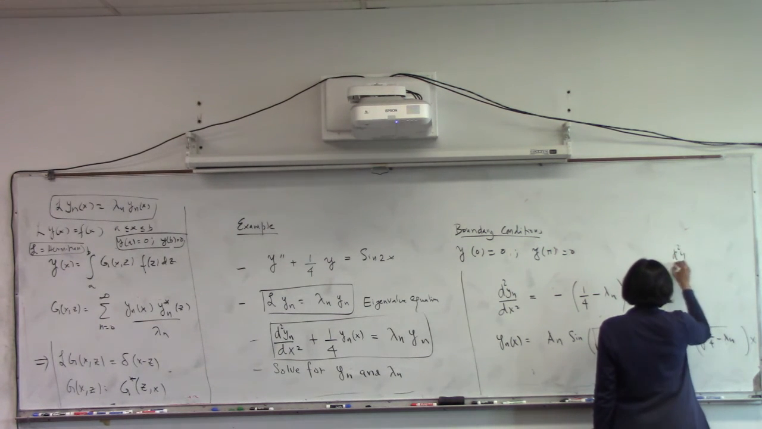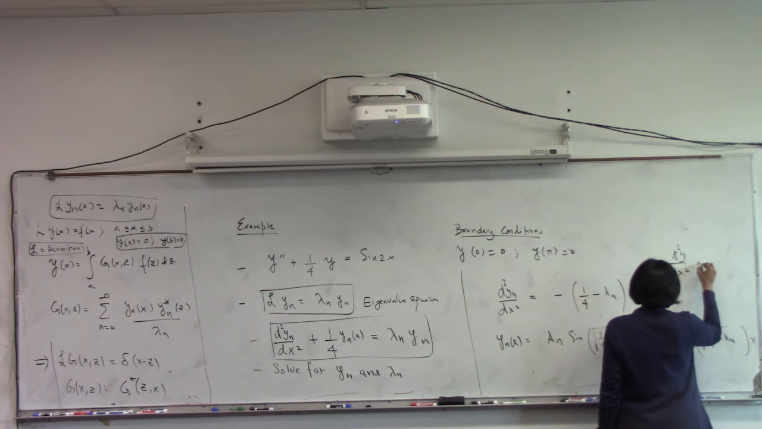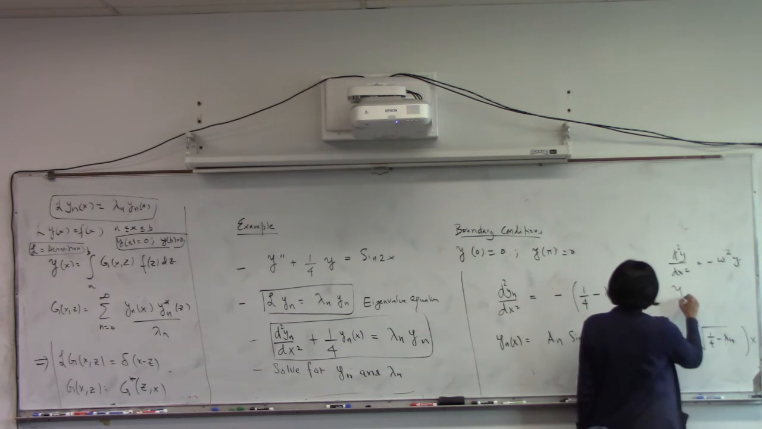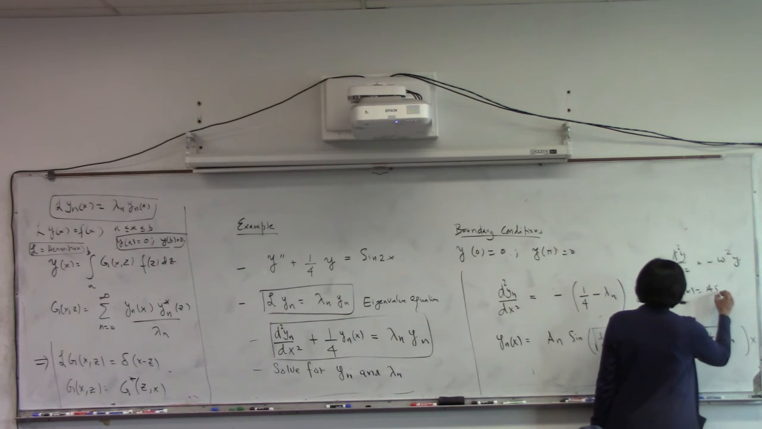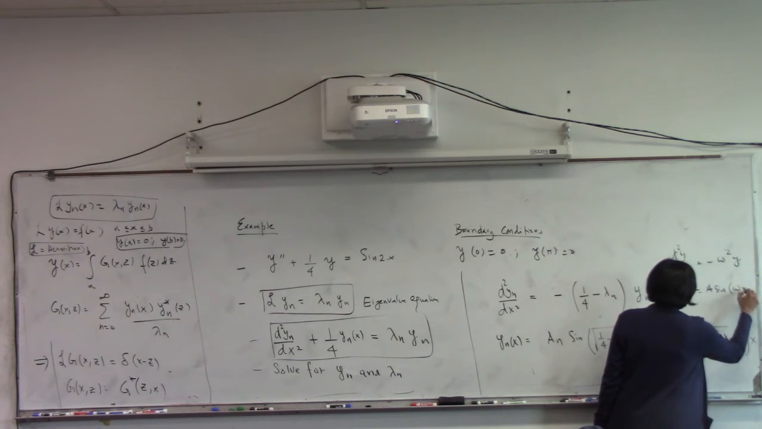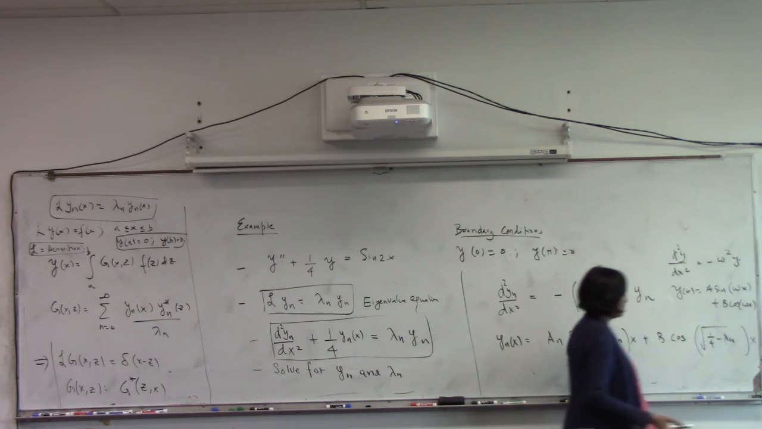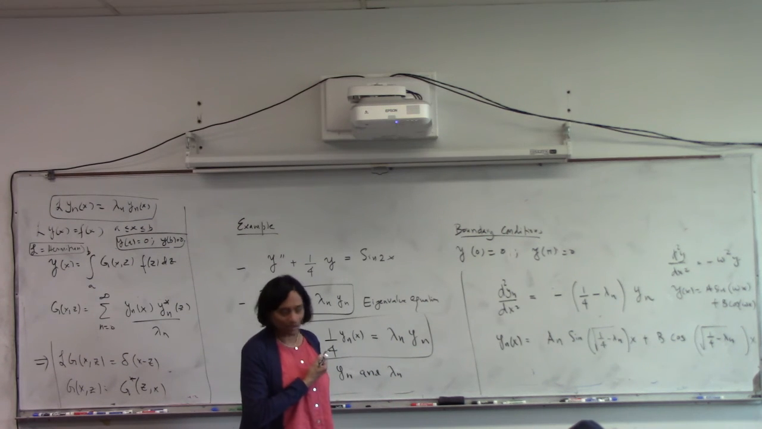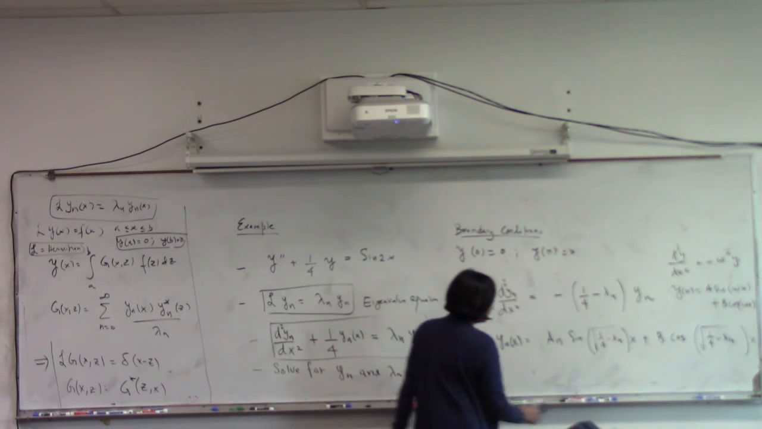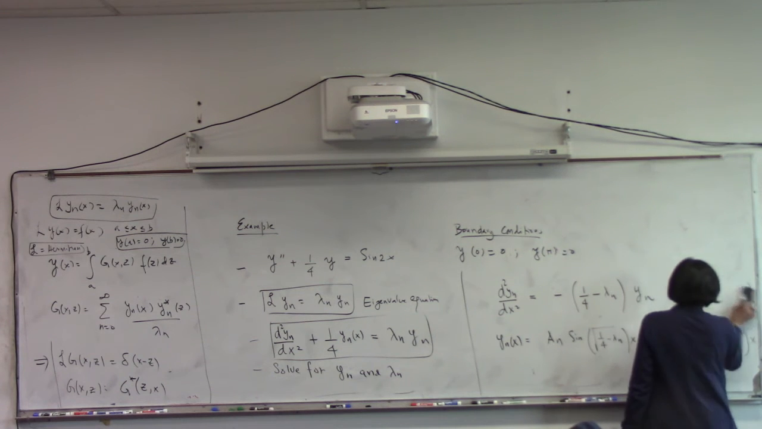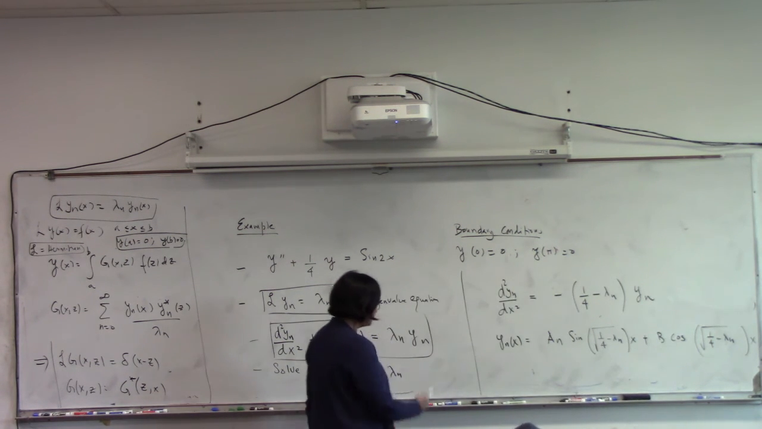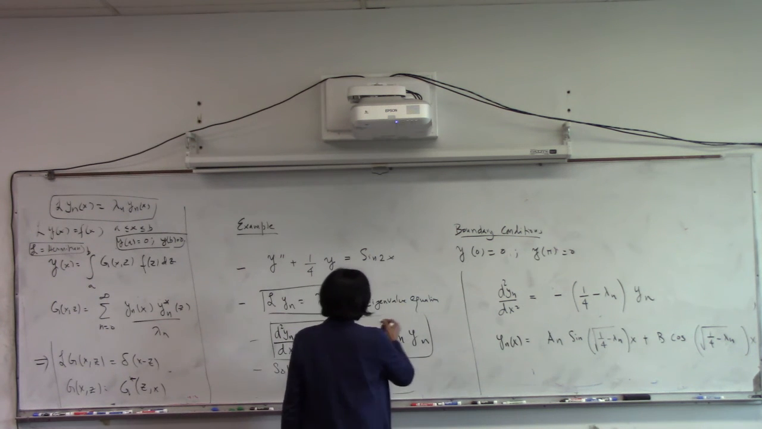If you've forgotten, d squared y over dx squared is negative omega squared y. This is a harmonic oscillator solution. Then y of x is nothing but a sine omega x plus b cosine omega x. This is our first differential equation we started with in this course.